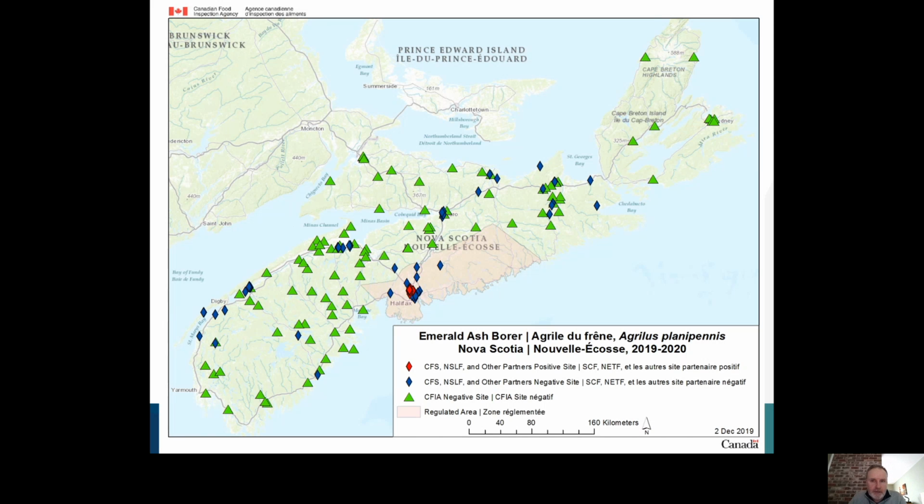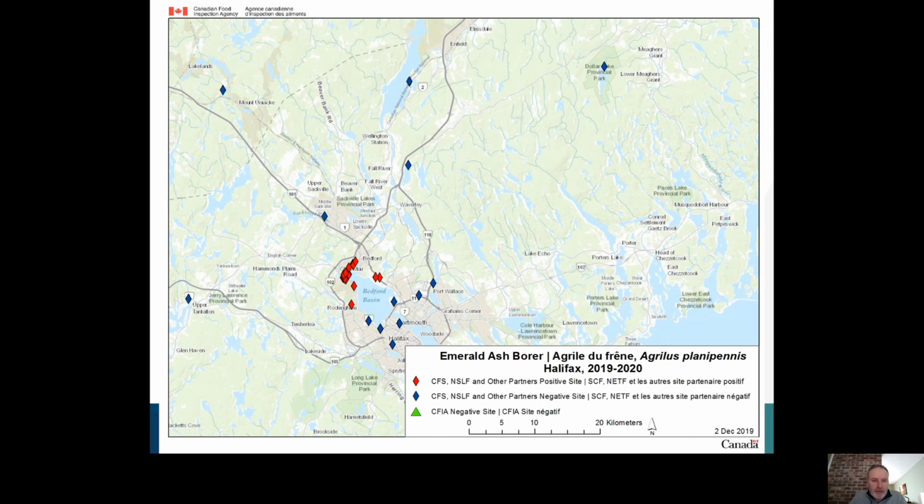This map shows EAB trapping by CFIA in green triangles and EAB trapping with partners in the blue diamonds. All areas outside of the HRM were negative in 2019 and also again in 2020. However, in 2019, there were a number of detections around the Bedford Basin, EAB having been first discovered in the Bedford area in the fall of 2018. Trapping then took place again in 2019 and again in 2020. Reports just from this last year show, in addition to EAB being distributed around the Bedford Basin, also some reports of EAB in the Fall River area.